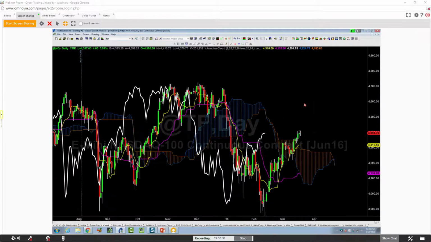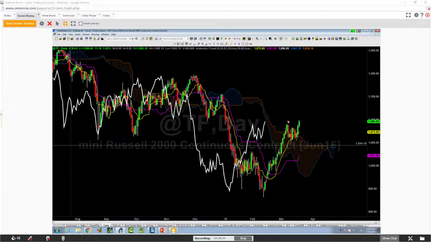Aha, Russell a little bit stronger here. Russell is 1, 2, it's got at least 3 bars above the cloud, and the lagging line looks like it's going to cross that minor resistance of the cloud right there.